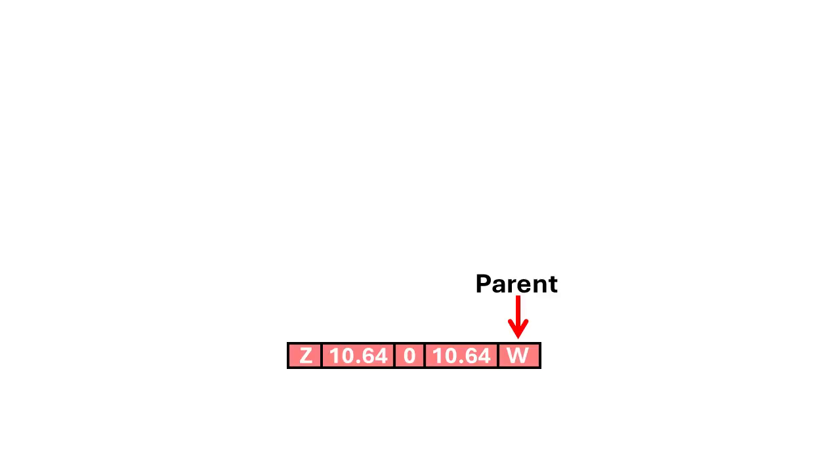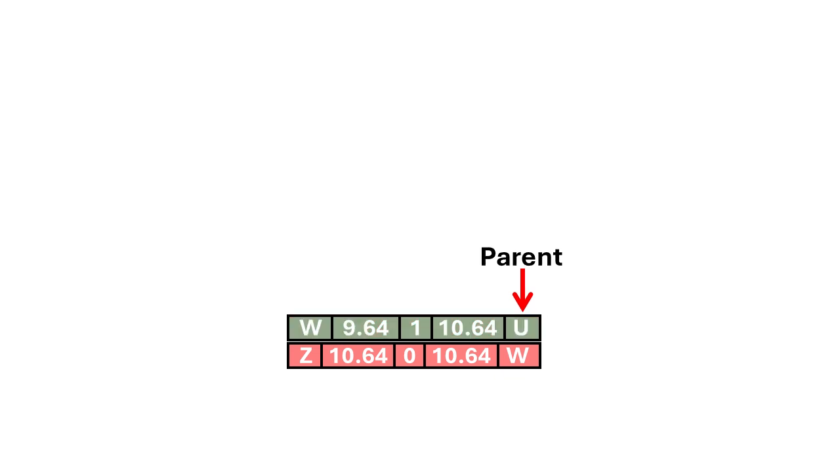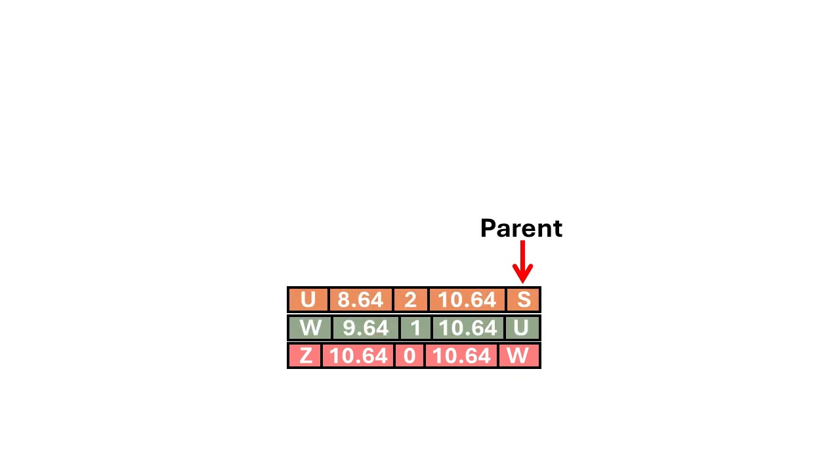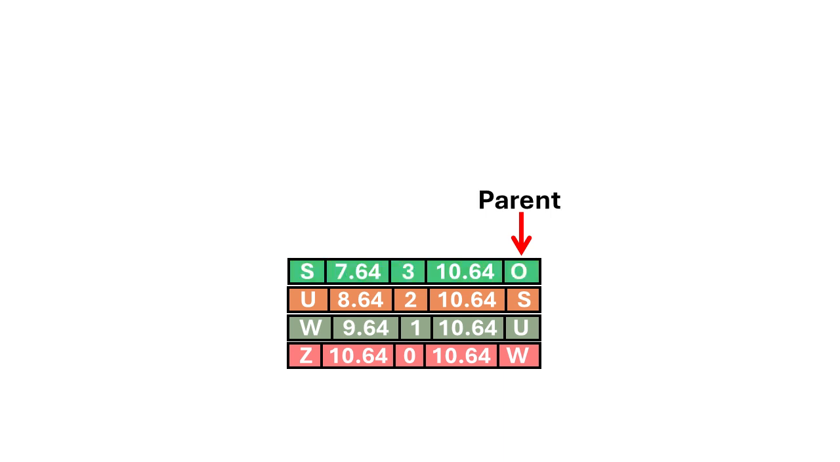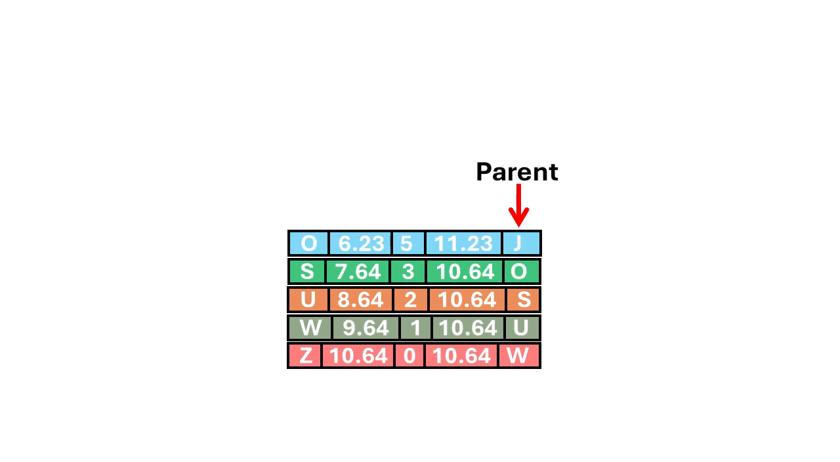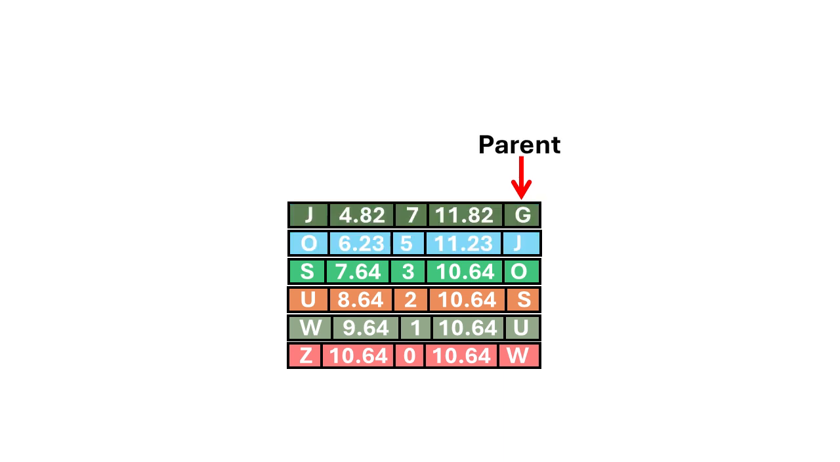to calculate a path. So starting with node Z, we can locate its parent, node W. Node W leads to node U. Node U gives us node S. Node S leads to node O. Node O to node J. Node J to node G.